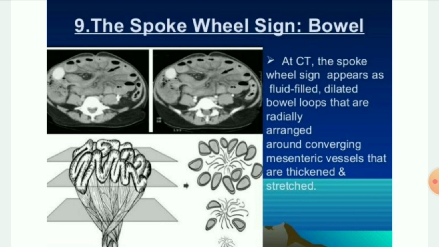The most valuable CT finding for the detection of strangulating small bowel obstruction is poor or no enhancement of the bowel wall after intravenous contrast material injection.